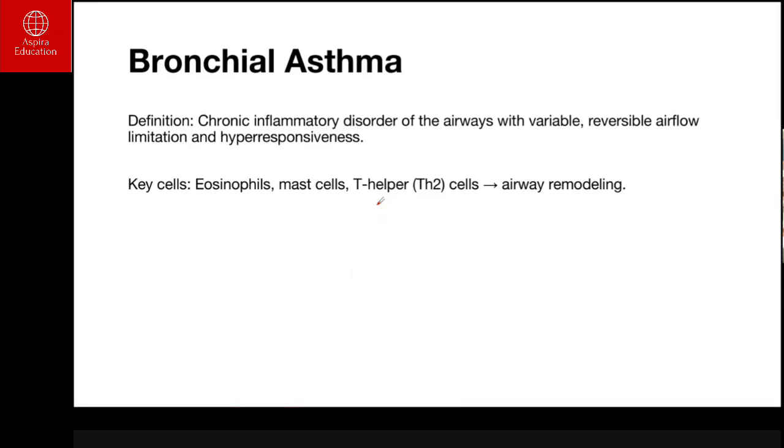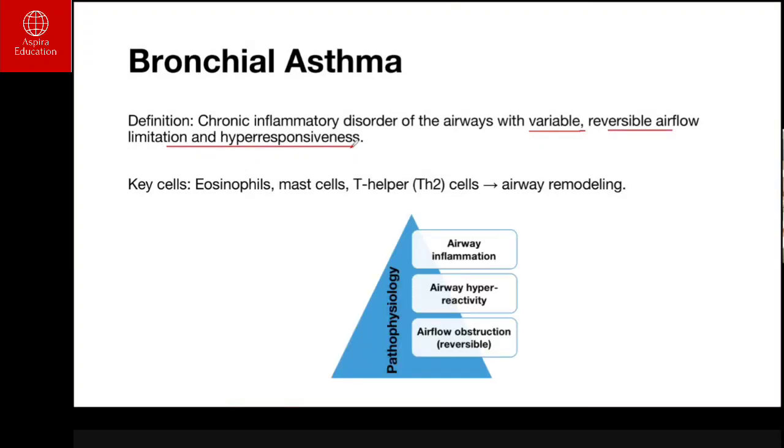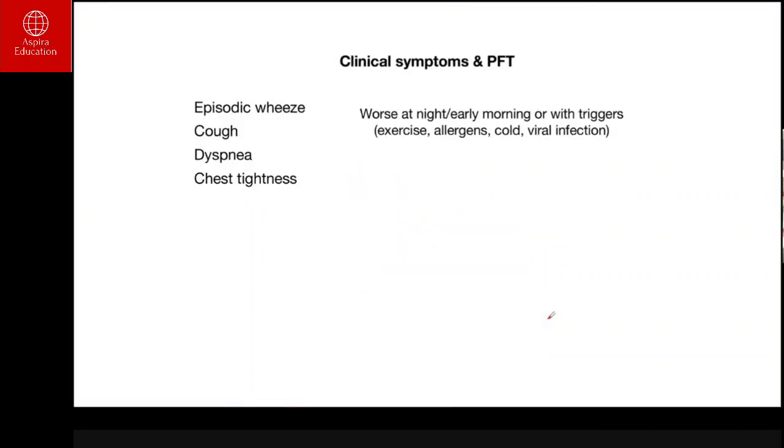So bronchial asthma, since you all know the definition part, it's a chronic inflammatory disorder, but there is a variable and reversible airflow limitation. Variable is very important. The key cells are eosinophils. Yes, there are other cells other than eosinophils also, so we have non-eosinophilic asthma. Pathophysiology has 3 important aspects: airway inflammation and airway hyperreactivity leading to airway obstruction. In the initial phase it is reversible, but in the later stage it can become fixed.